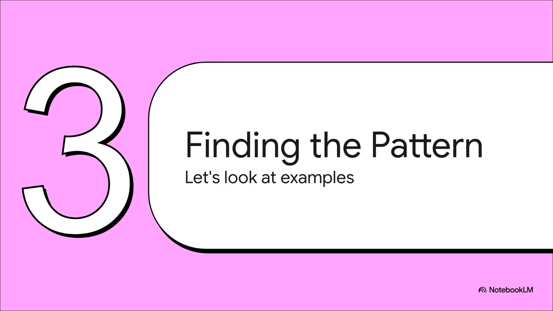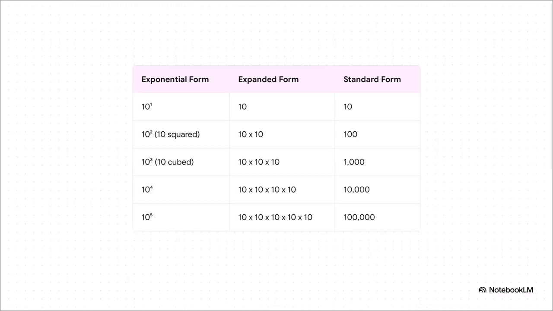And now for Section 3. This is where the magic really happens, you know? Math is just full of patterns, and the one for powers of 10 is awesome because it's so simple. So let's look at a few examples and see if you can spot the secret yourself. Okay, look closely here. For 10 squared, the exponent is 2. In the next column, you see 2 tens being multiplied, and in the last column, how many zeros?